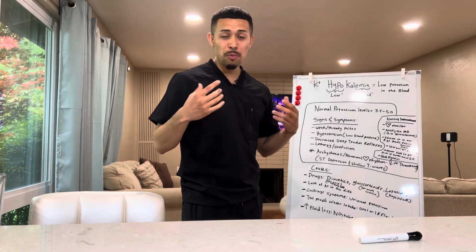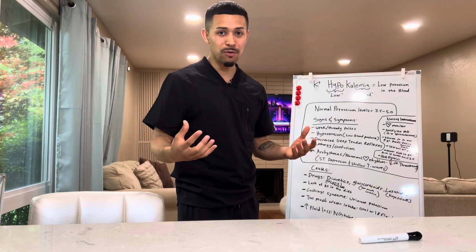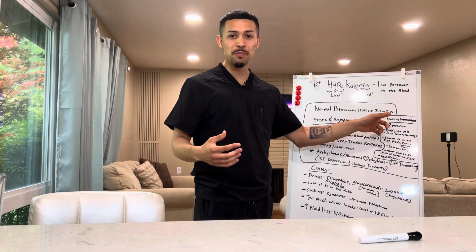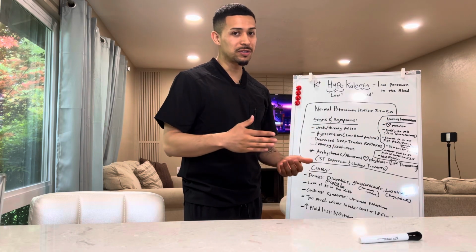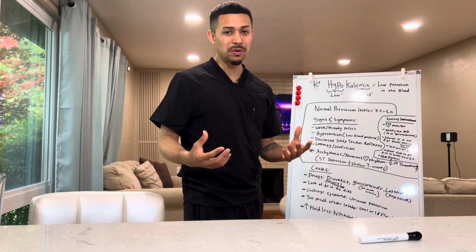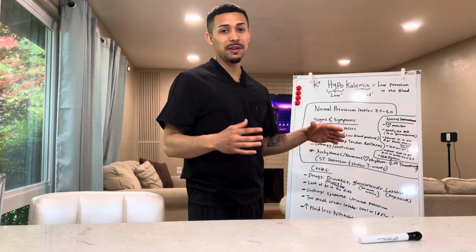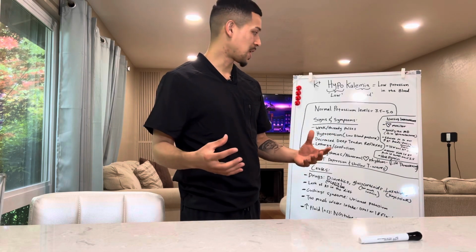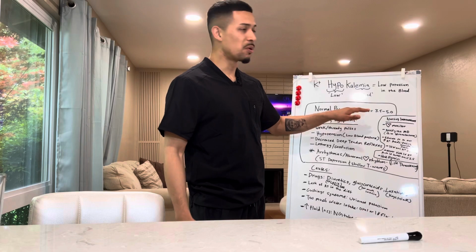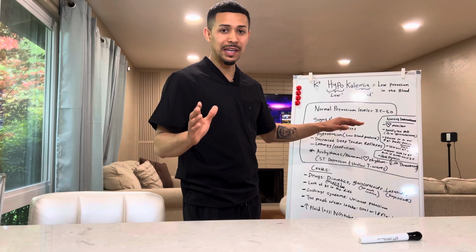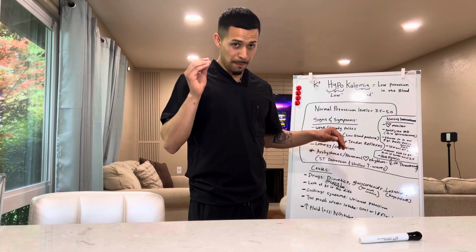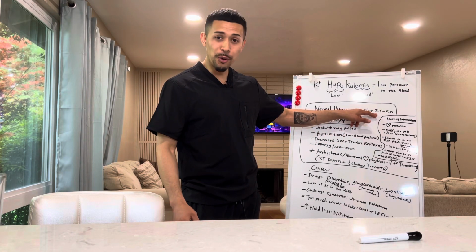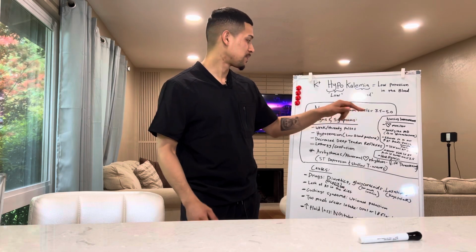Now, normal potassium blood levels are in the range of 3.5 to 5.0. So anything between those numbers is normal. Now, anything outside of that range is called abnormal. Okay, so when we talk about hypokalemia, we're talking about potassium blood levels that are below 3.5, okay?